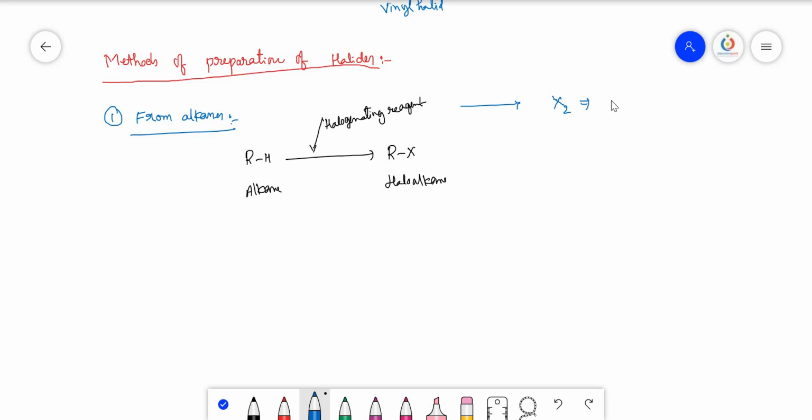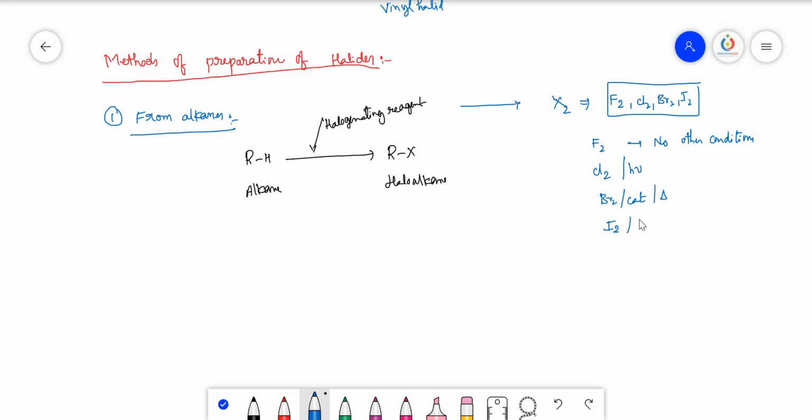So this halogen may be F2, Cl2, Br2 or I2. And if you are using F2, no other conditions are required. If you are using chlorine, you need the help of sunlight. If you are using bromine, you need the help of a catalyst or heat. When you are using iodine, you need the help of an oxidizing agent like HIO3 or HNO3. These are the one part.